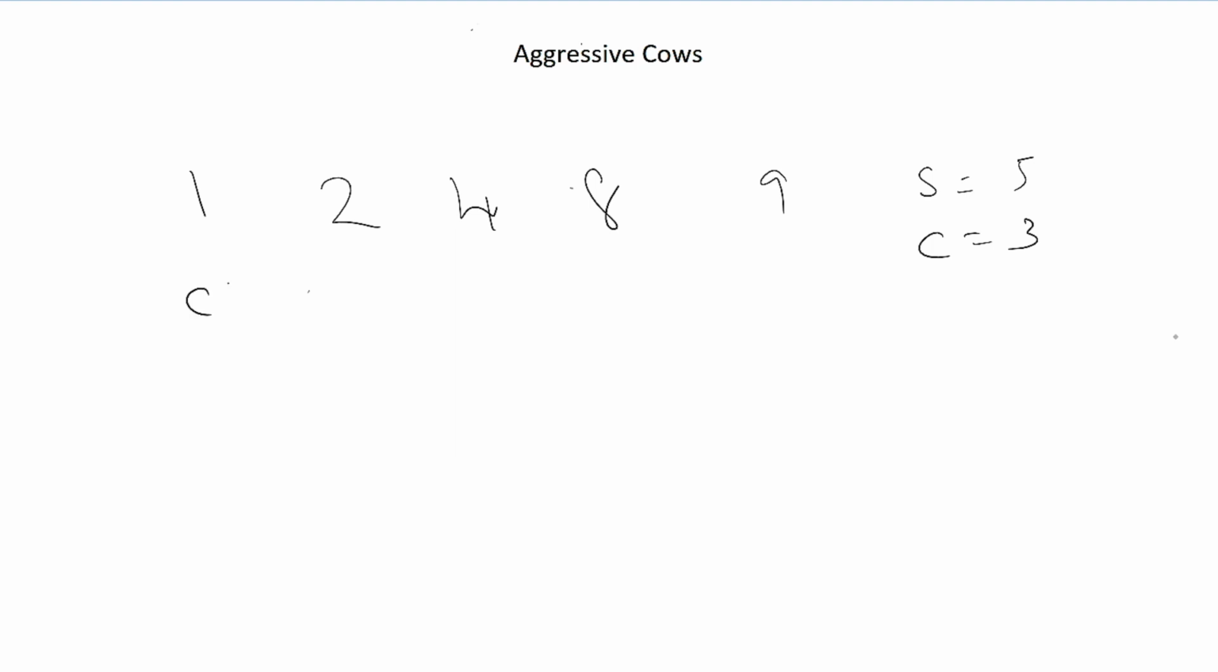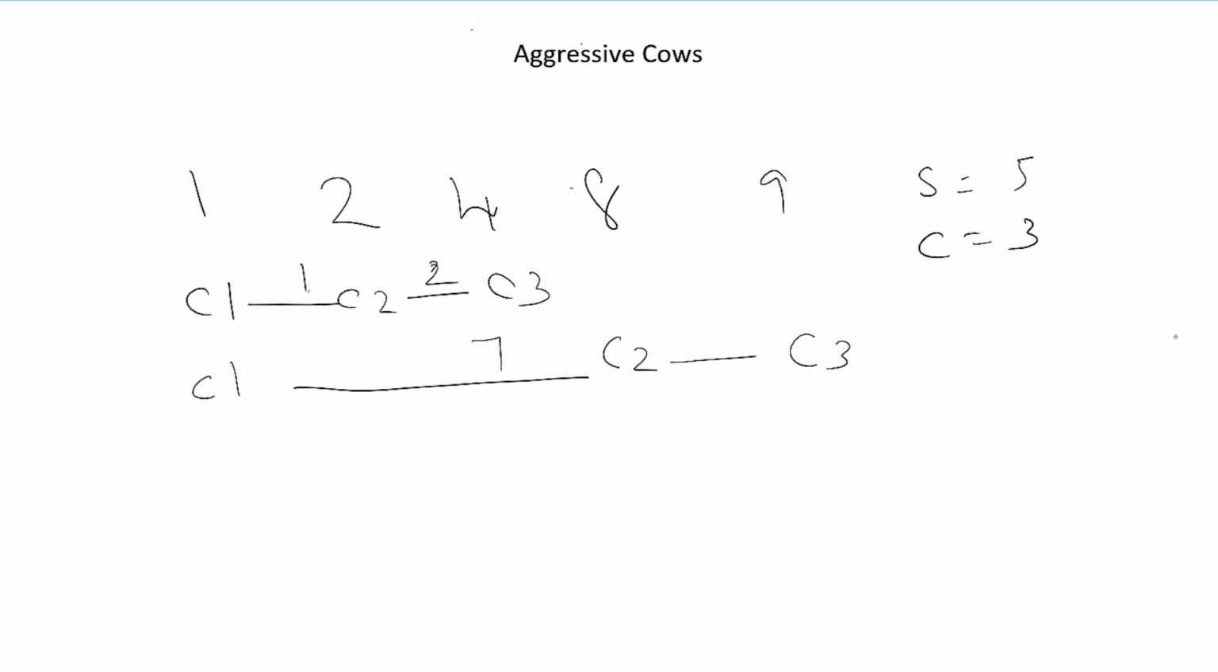We need to maximize the distance between each cow so that all cows can fit here. So let's say C1, our first cow, is put inside the first shelter at point 1, and C2 is here, C3 is here. The distance is 1, distance will be 2 here. Now the minimum of these two distances will be 1. We need to maximize this. C1, we can put C2 here and C3 here. This distance will be 7 and this distance will be 1.